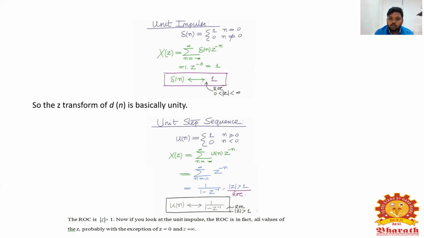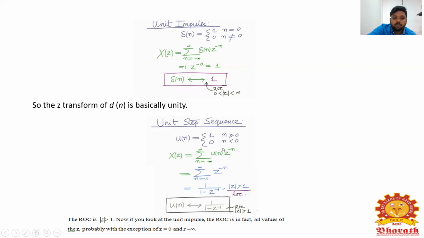Okay? A second sequence is the unit step sequence. The unit step sequence is u of n equal to 1 for n greater than or equal to 0 and 0 for n less than 0. So substitute in the Z transform. We get X of z equal to summation from n equal to minus infinity to infinity, and in terms of x of n, I am substituting u of n because we are doing the unit step sequence here, so u of n into z power minus n. As I said, u of n is equal to 1 for n greater than or equal to 0. So I have to change the range from n equal to 0 to infinity, because the range is 0 less than or equal to n. So summation n equal to 0 to infinity.